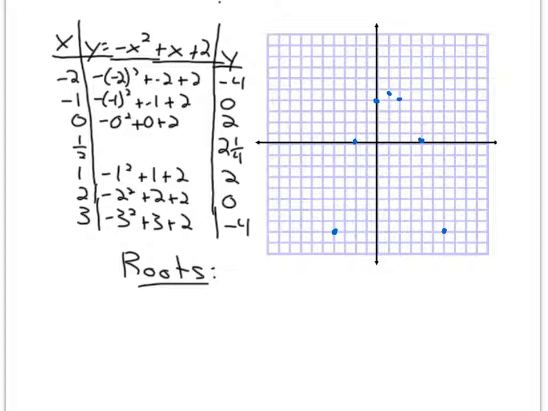Now look at your points before you connect them. You should be able to tell this is going to make a U shape right here. So now all I'm going to do is try to connect them to make a smooth U shape that goes through all the points. And there's my rough sketch of a parabola.